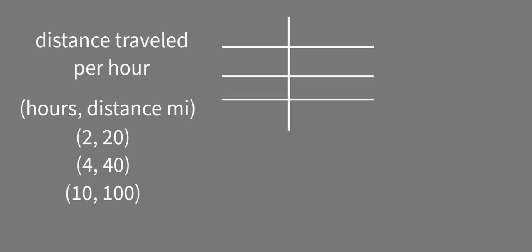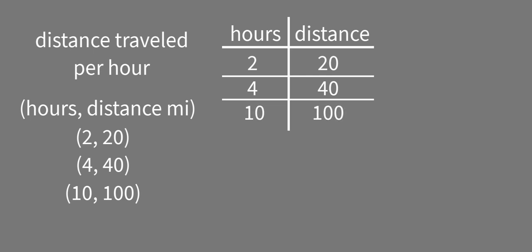And we could set this up also in a table. We would simply have our normal XY table, instead we'd have hours and distance traveled. So we'd have 2 and 20, 4 and 40, and 10 and 100. And these state the same exact thing. It's just a different way of looking at them, and you could write them out whichever way you prefer.